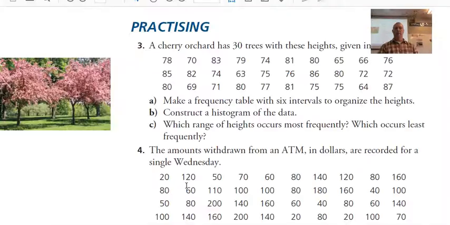Here's the assignment that you can do: 3, 4, and 6. And I'll show you those here, 3, 4, and 6.